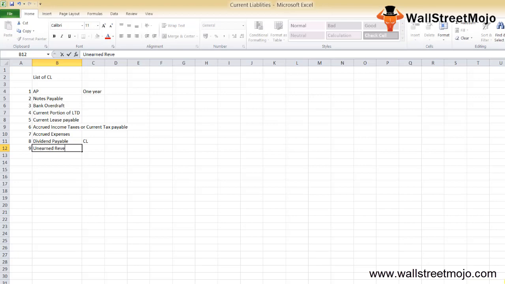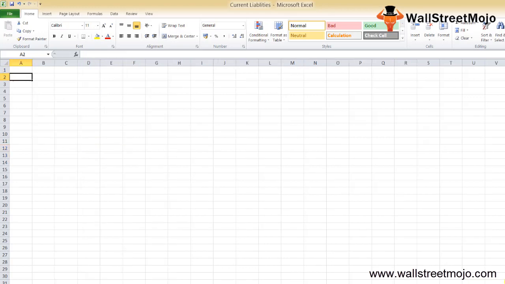or the unearned revenue. Now, unearned revenue is advance payment made by the customer for future work to be completed in the short term, like an advance magazine subscription. Now, the next thing that we are going to learn is how to analyze these current liabilities on the balance sheet.